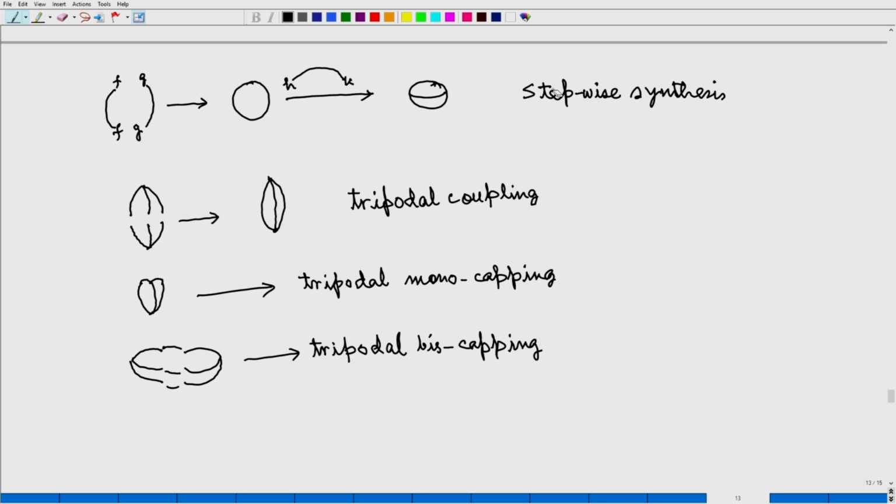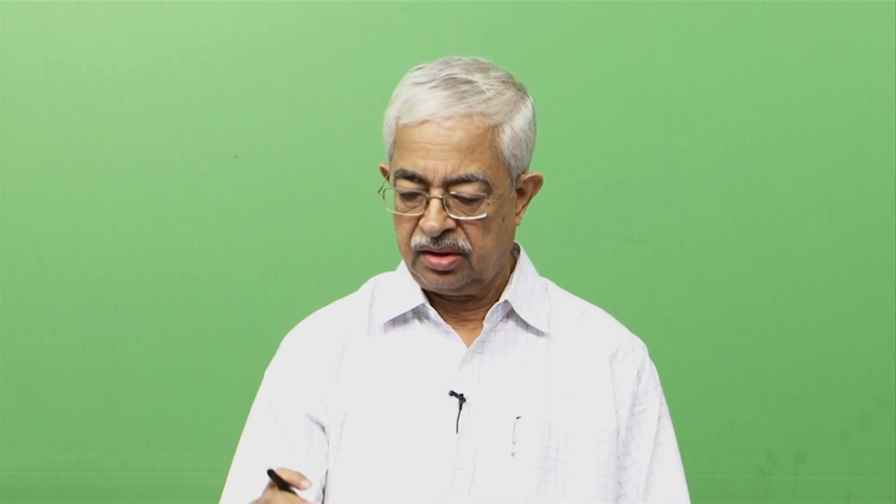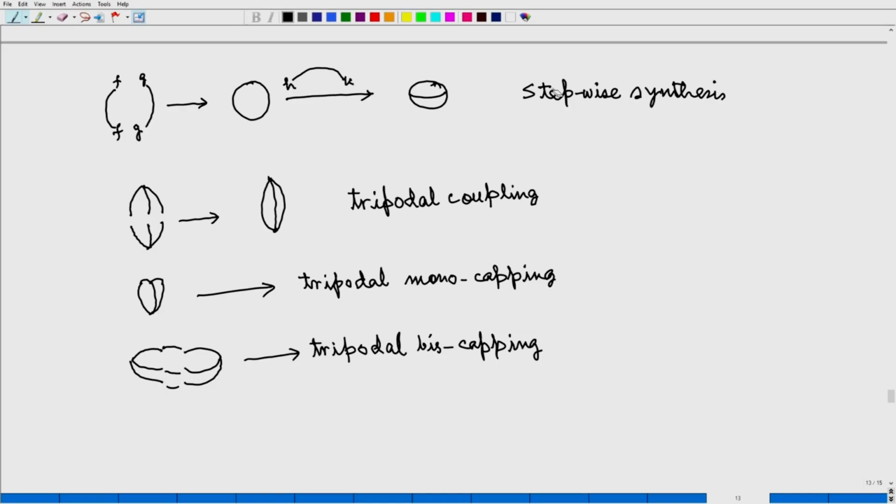But this is the original method. Still sometimes sporadically people use it, but the beauty of this is that really asymmetric cryptands can be synthesized, which are very, very important also. And then we have tripodal coupling. As I said, this was our original method, and now it is very common, very popular, because you take two tripodal units and then couple them.